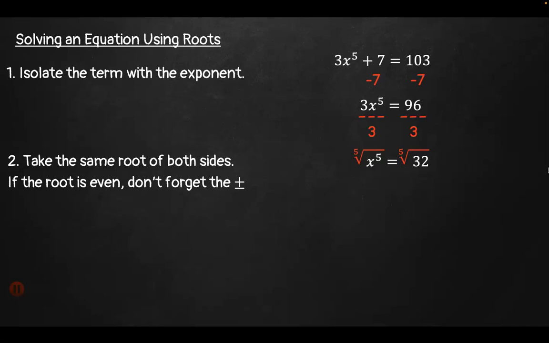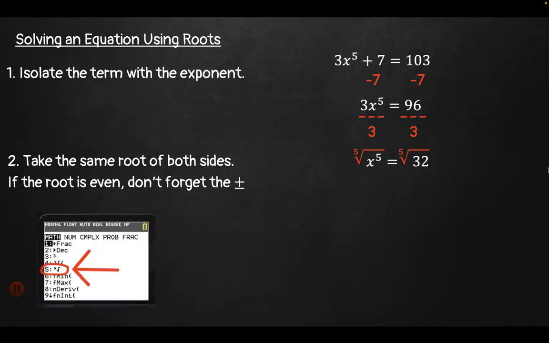Now on your TI-84 calculators, you can go ahead and find the 5th root of 32. So what you're going to do is go to the math button on the left, and you're going to go down to option number 5, and using this option will allow you to find the 5th root or the 4th root or even the 8th root. And when I go ahead and take the 5th root of 32, I get an answer of 2.